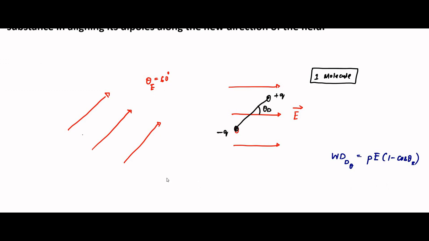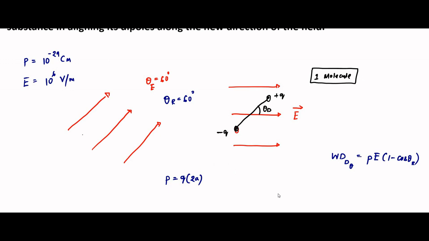So here P is the dipole moment, which is equal to Q into 2a. E is the electric field, theta r is the angle of rotation. In this case, as the electric field rotates through an angle of 60 degrees, the dipole will also get rotated by an angle of 60 degrees. Dipole moment is already given in the question. For a single molecule, the dipole moment is 10 to the power minus 29 coulomb meter. The electric field is 10 to the power 6 volt per meter. So theta r is already here.